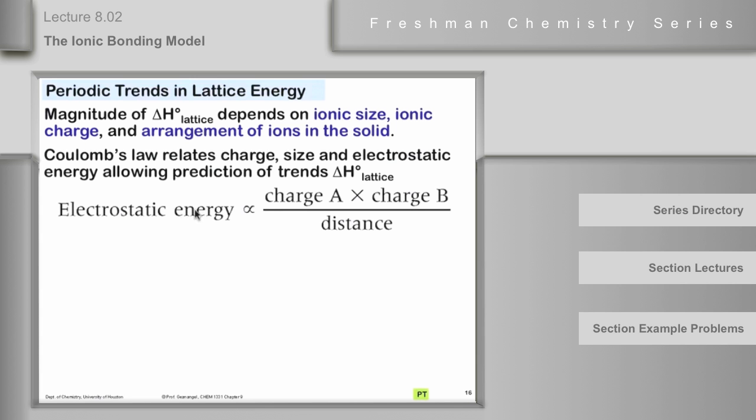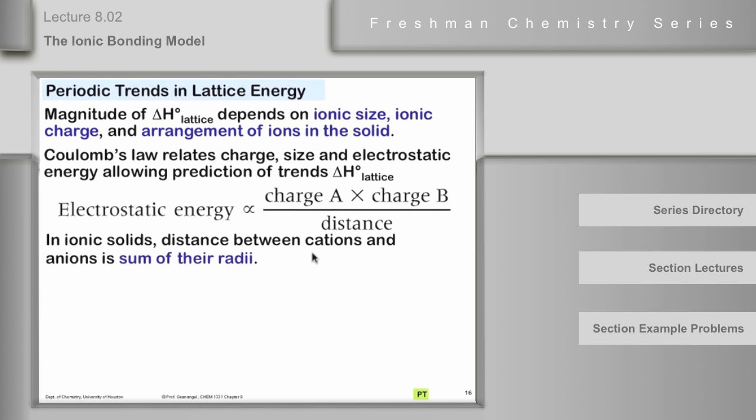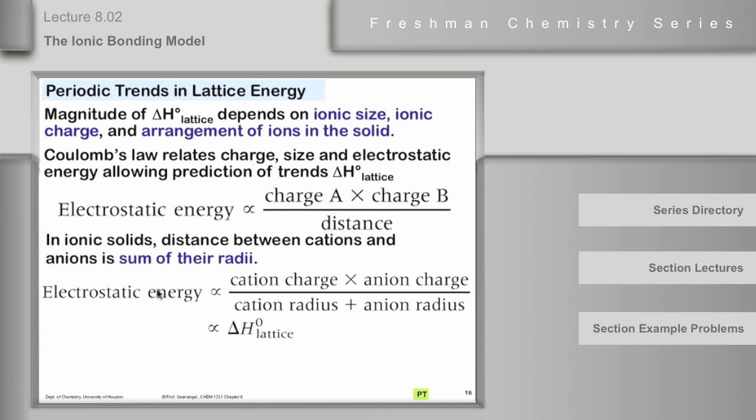And for the electrostatic energy of a cation A and an anion B, the electrostatic energy is proportional to the product of the charges divided by the distance between them, which is the sum of the radii of the ions. So this distance here is really R of the cation plus R of the anion. It's the sum of their radii. So we can rewrite this. The electrostatic energy is equal to the cation charge times the anion charge divided by the cation radius plus the anion radius.